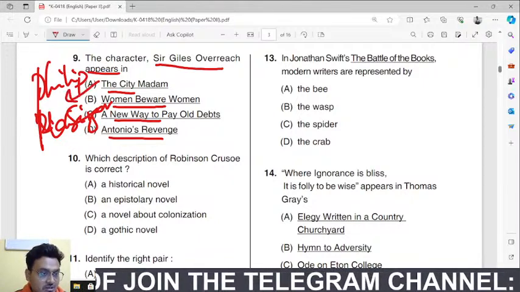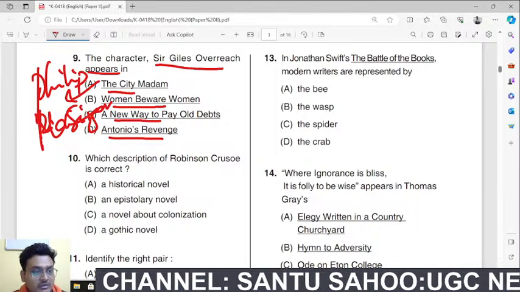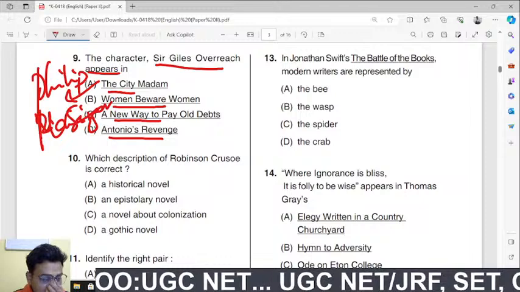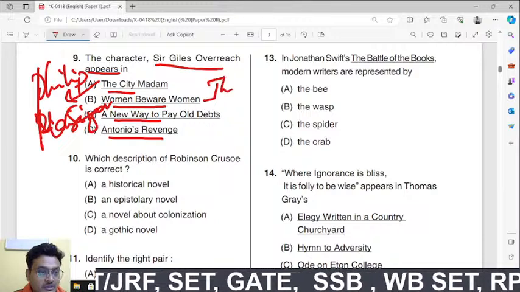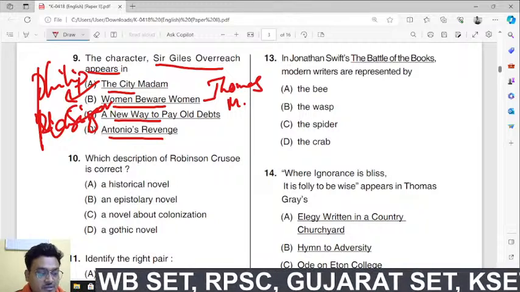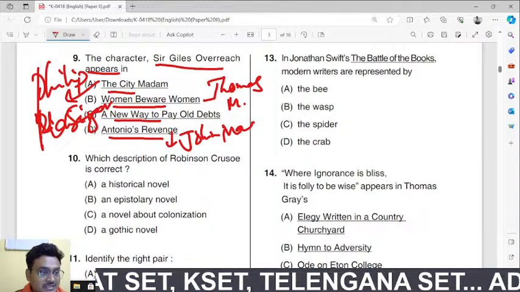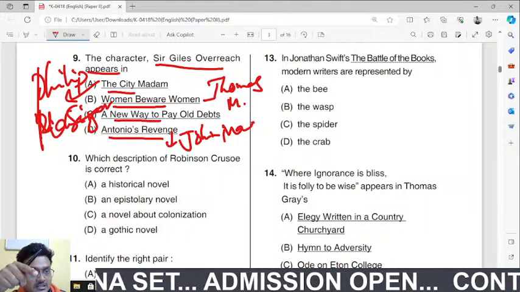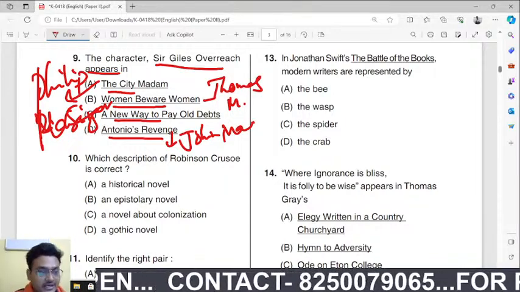Philip Massinger. Now, Women Beware Women, will you please tell me who wrote it? Any idea? It's a work by Thomas Middleton. Whereas Antonio's Revenge is a work by John Marston. The City Madam and A New Way to Pay Old Debts are works by Philip Massinger, whereas Sir Giles Overreach is a character from A New Way to Pay Old Debts.